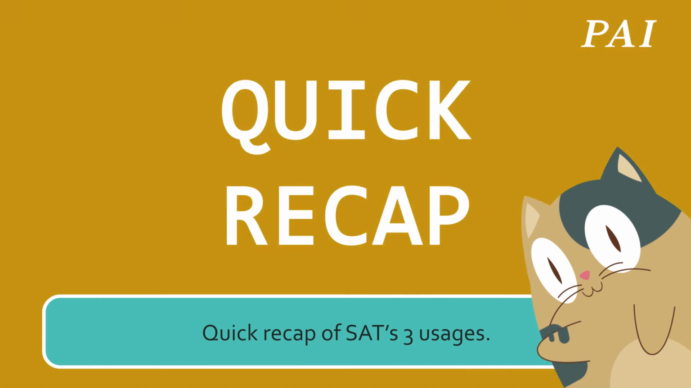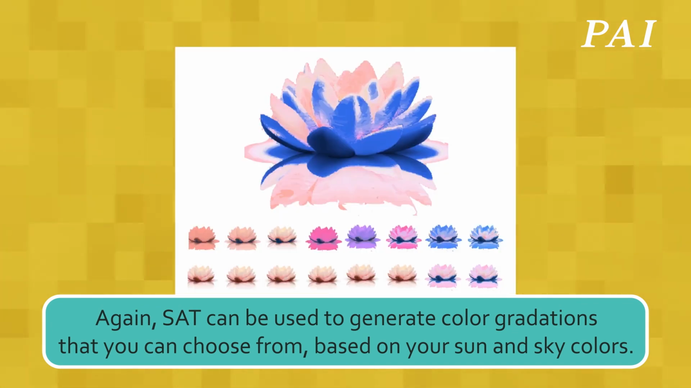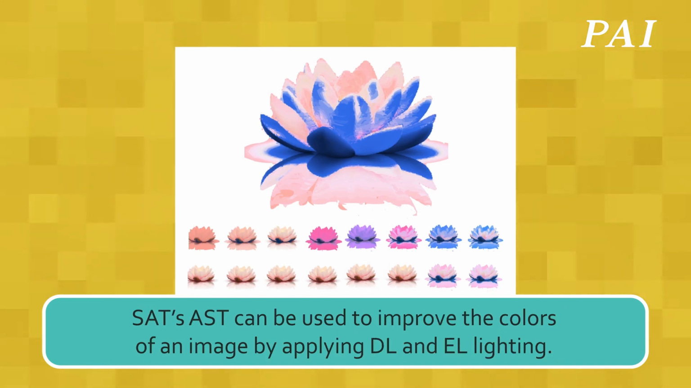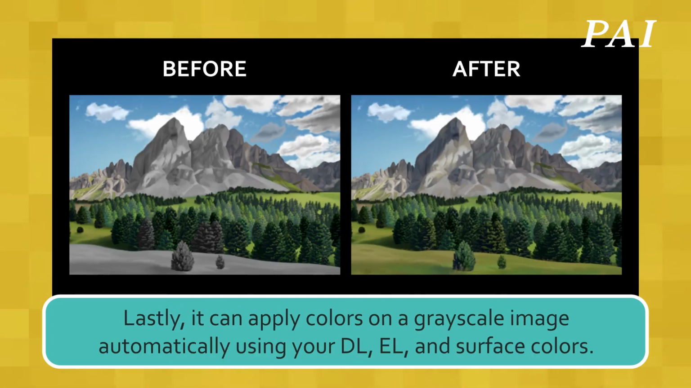Quick recap of SAT's 3 usages. Again, SAT can be used to generate color gradations that you can choose from, based on your sun and sky colors. SAT's AST can be used to improve the colors of an image by applying DL and EL lighting. Lastly, it can apply colors on a grayscale image automatically using your DL, EL, and surface colors.